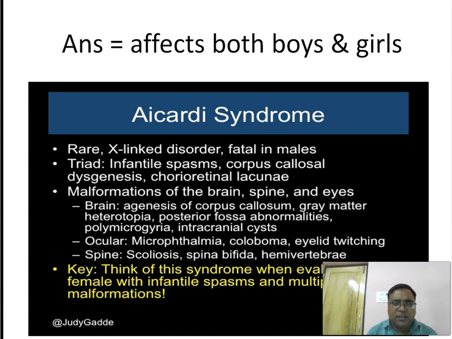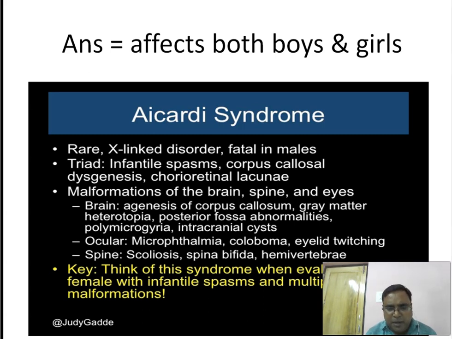It is a rare X-linked disorder. The fetal loss will be there in case of male, so only girls do survive. The triad of Aicardi syndrome, we can say infantile spasm, corpus callosal dysgenesis, and chorioretinal lacunae. This is the triad. And the key is, think of this syndrome when evaluating a female child with infantile spasm and multiple CNS malformations in the form of agenesis of corpus callosum, gray matter heterotopia, posterior fossa abnormality, polymicrogyria, and intracranial cyst. Many CNS malformations we can get.